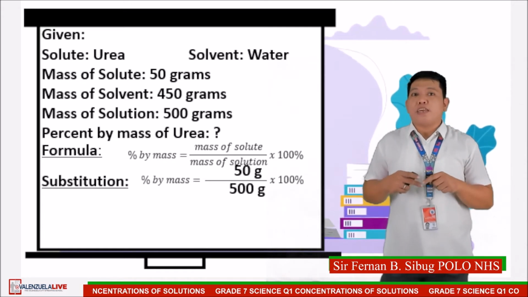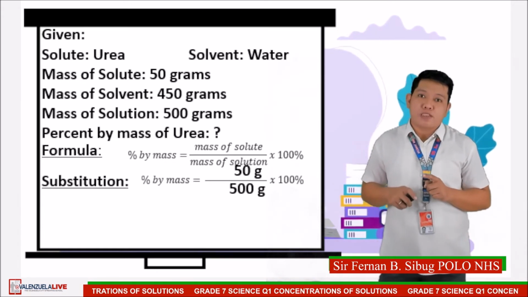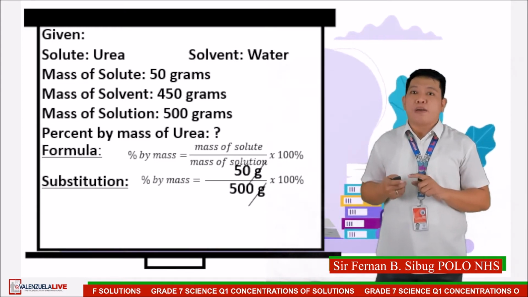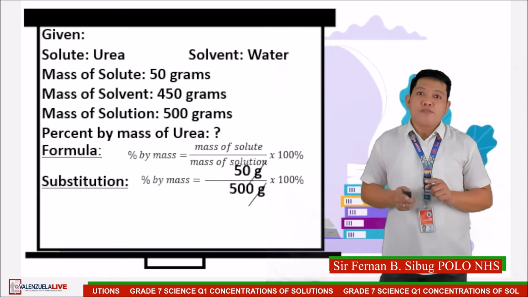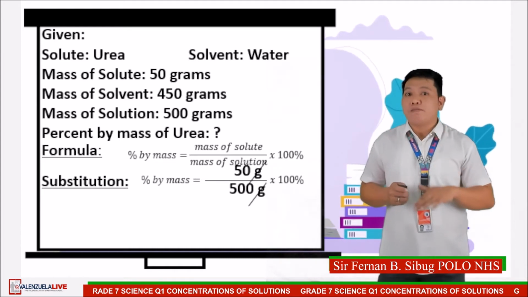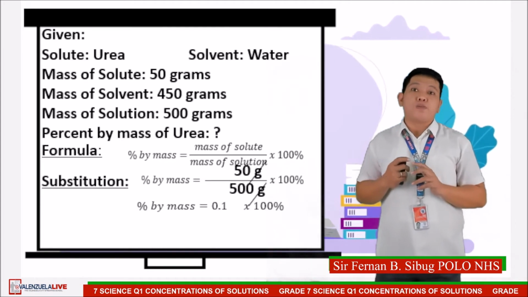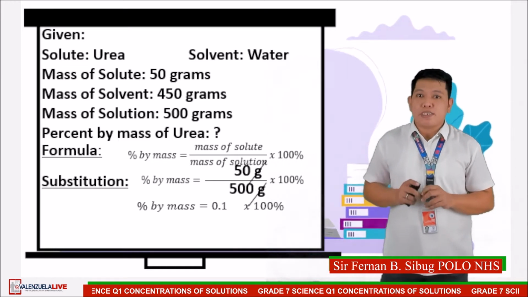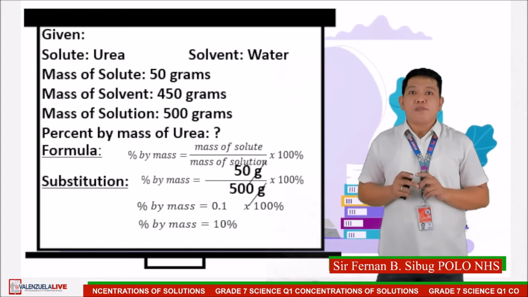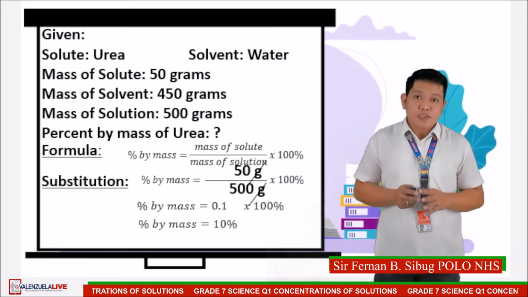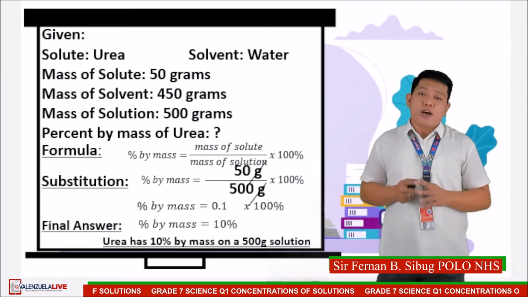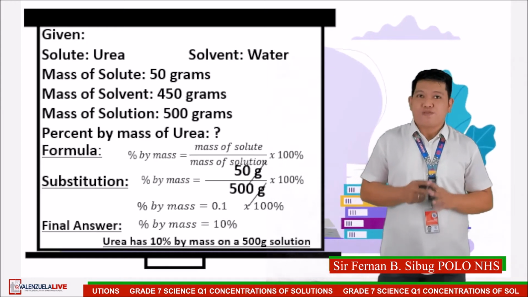Since there is the same unit in the numerator and denominator, both have grams, we can cancel it. So we will have now percent by mass is equal to 50 divided by 500 multiplied by 100%. So 50 divided by 500, we will have 0.1. So percent by mass is equal to 0.1 multiplied by 100%. And that will yield 10%. This means that urea has 10% by mass in a 500 gram solution.